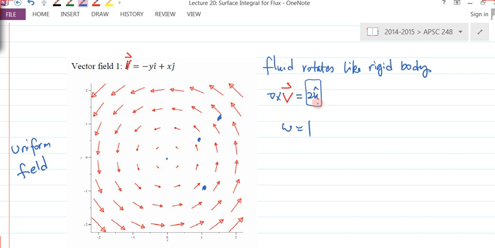Which means the microscopic circulation at any one of the points inside the field is the same. They all have 2k hat, and the magnitude is all 2. If you place yourself here, or here, or here, you're going to rotate about your center axis. Everywhere, the magnitude is always 2. Does that make sense? Here is an animation to see.